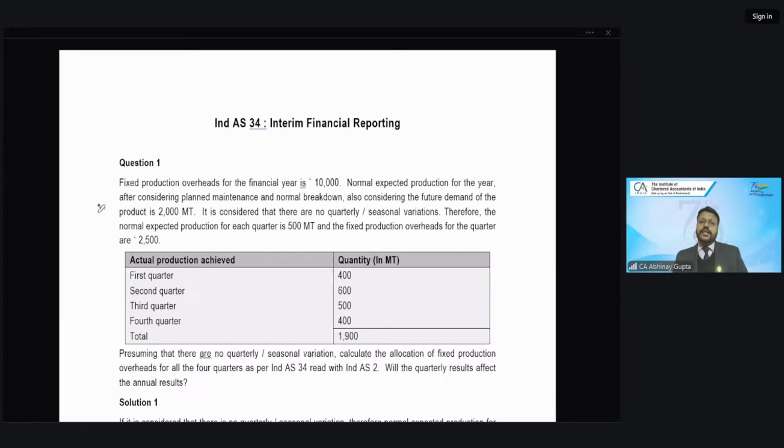Okay. Then Ind AS 34 says, you must have studied in your main classes, that it requires you to disclose significant events and transactions that occurred during the interim period. Yes or no? Yes. What do you mean by significant events and transactions? Any examples?